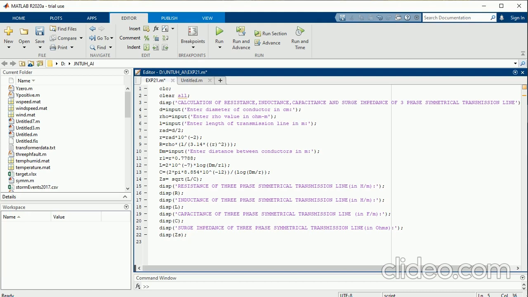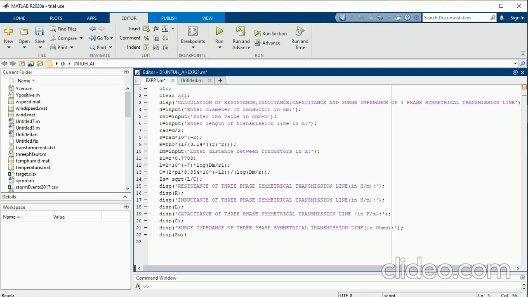Once I got the distance, for calculating the inductance we require the GMD as well as GMR. When it is symmetrical, the GMD and the distance between the conductors are the same, so there is no need to calculate the GMD. Coming to GMR, since it is a coaxial cylindrical model, we multiply the radius with the 0.7788 factor, and I get the GMR. So I'm substituting the inductance formula here, 2 into 10 power minus 7 log of dm by r dash, I mean r1, whatever the GMR value.